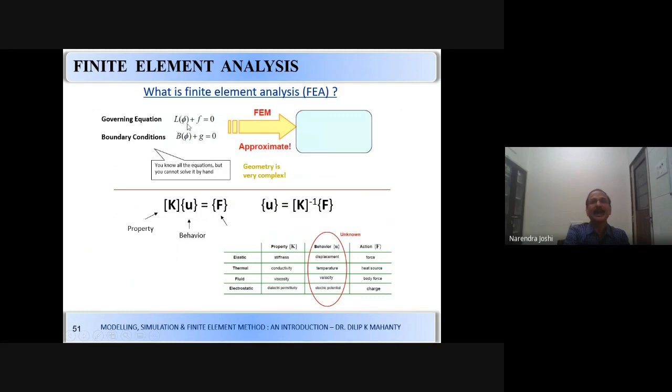This is capturing the whole finite element analysis. It's the analysis part, not a method. I take the governing equations, boundary dependencies, and approximations, and I get this output. And this has been converted into matrix form. Different types of properties, behavior, and actions we can get from it.